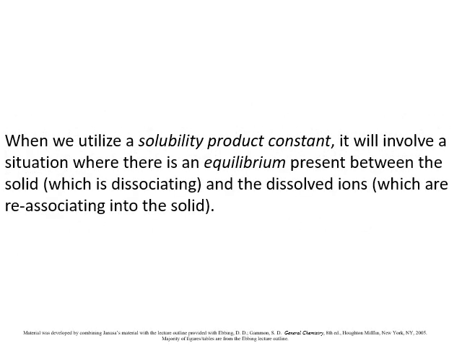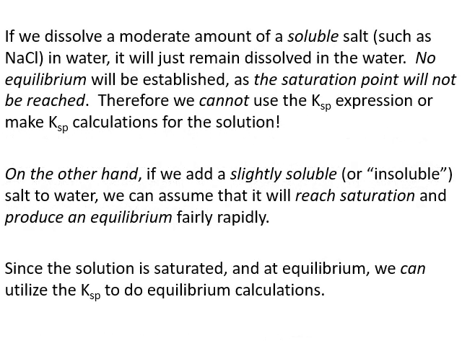Okay, so when we utilize, I'm just going to read this, a solubility product constant, which we are going to abbreviate as Ksp, it will involve a situation where there is an equilibrium present between the solid which is dissociating and the dissolved ions which are reassociating. Next slide. Okay, so I've already talked about this, so let's go to the next slide.